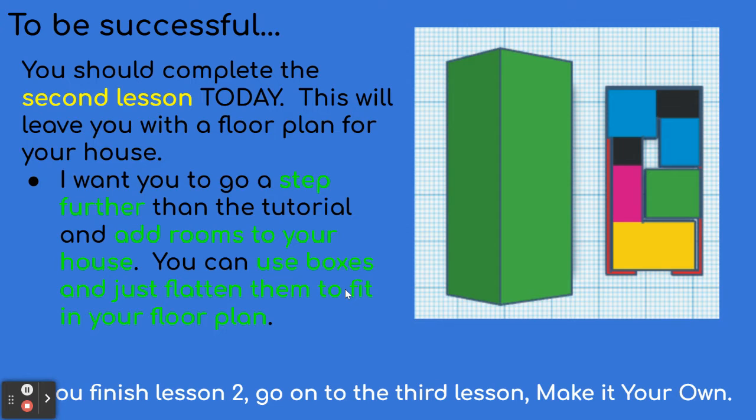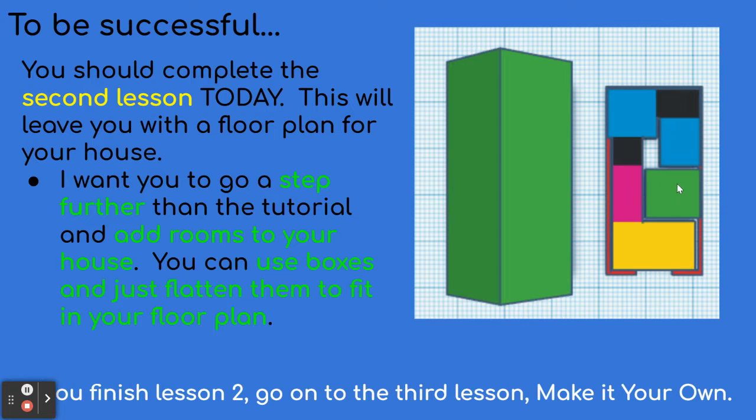To add rooms, we're just going to use boxes that we'll drag out of the toolbox, and we will flatten them and make them different colors to fit your floor plan. Like this example on the screen, when I was putting this one together, I was thinking this yellow would be a living room, so you'd walk into the living room. This pink over here would be a dining room area where maybe you could have your dining room table.